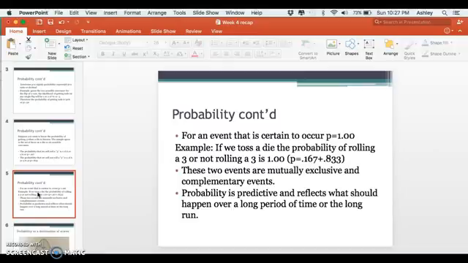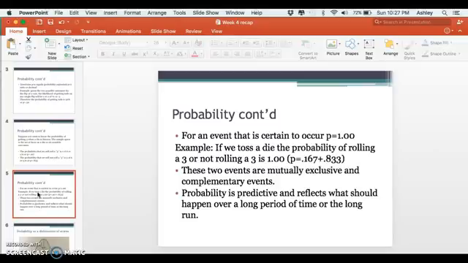Now, for any event that is certain to occur, p equals 1.0. For instance, if you toss a die, the probability of rolling a 3 or not rolling a 3 is 1.0. So in that case, you take p equals 0.167 plus 0.833. That means that these two events are mutually exclusive, okay? They cannot occur together, and they represent all possible outcomes.